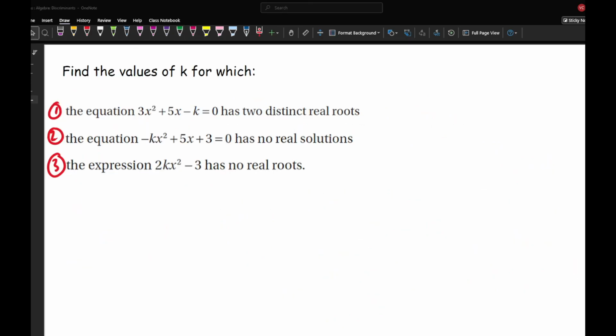So if you're wanting to have a go at the next 3 questions, feel free to pause the video and then unpause and see if you get the right answer. So let's have a look at these 3 questions.